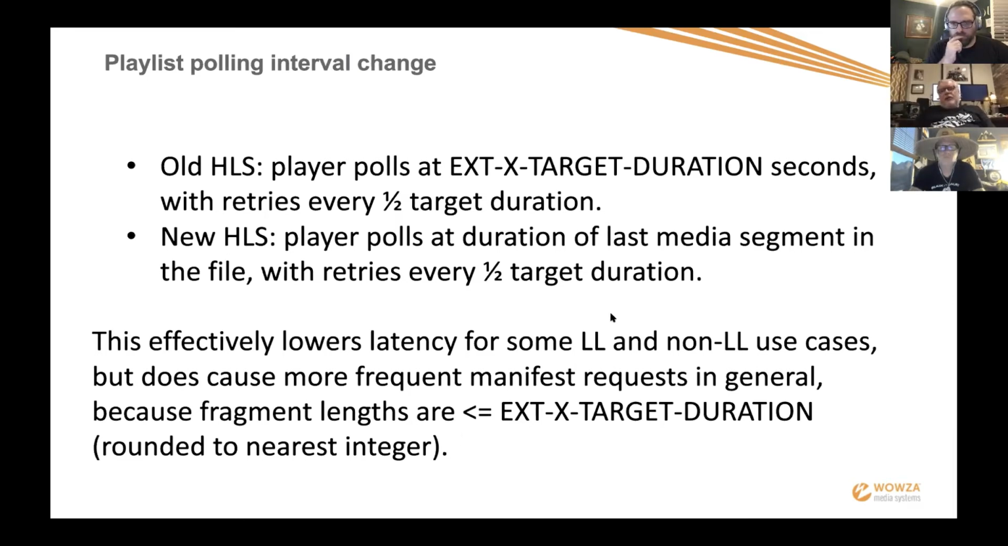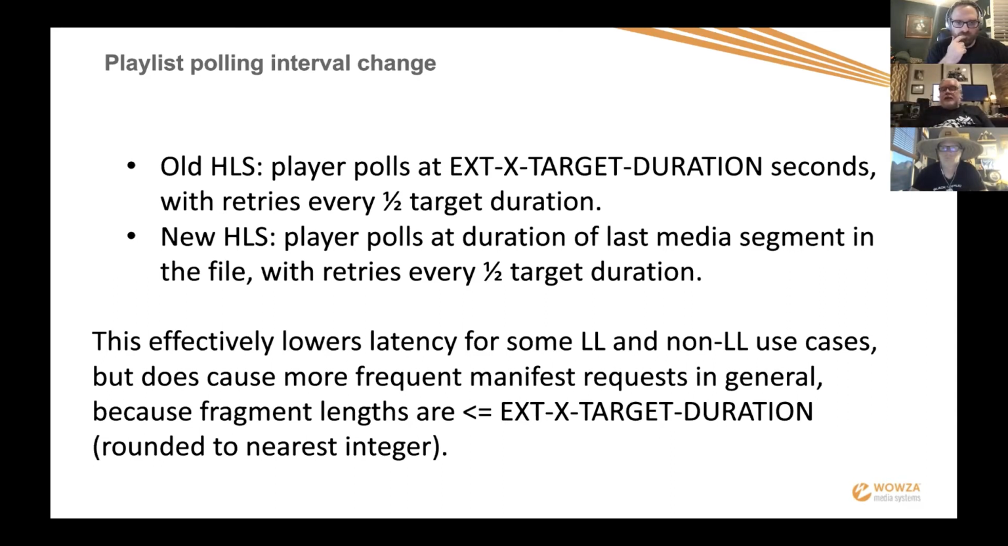So in previous versions of the HLS spec, players would poll at EXT-X-TARGETDURATION intervals. So if it was 6, every 6 seconds. And then if they polled at 6 seconds and they didn't see any new segments in windows, they would cut that in half and try again several times before giving up. And different players have different retry strategies, but typical would be to try to move to a different media playlist, a different variant, and see whether you could get updates there.